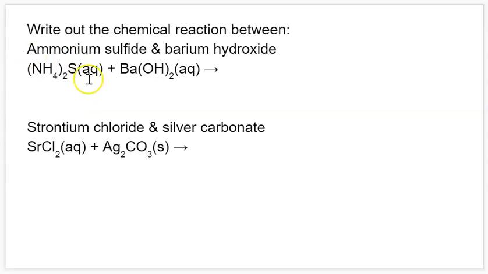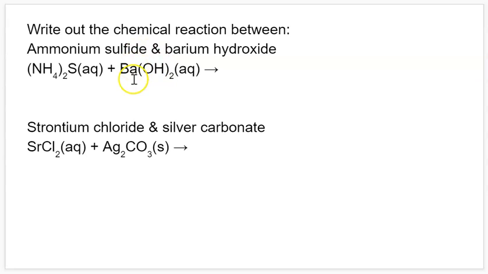So ammonium sulfide, sulfide has a 2- charge, ammonium is +1, so it's going to be (NH4)2S. Barium hydroxide, Ba(OH)2. I know that these are both aqueous. One, because I know that ammonium is always aqueous. That's one of the rules that you need to have memorized.